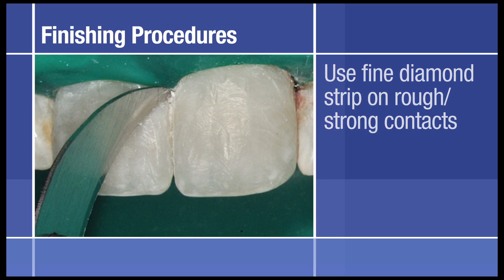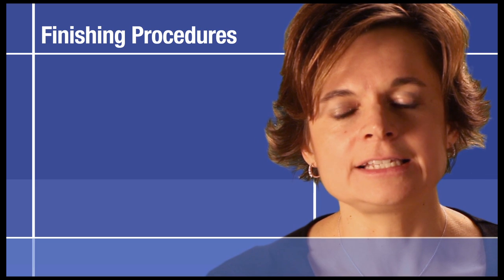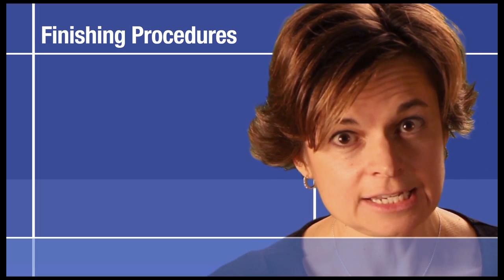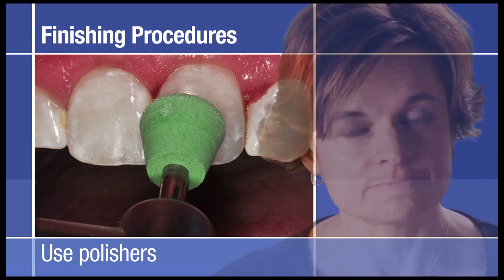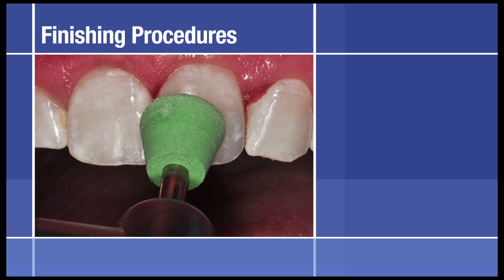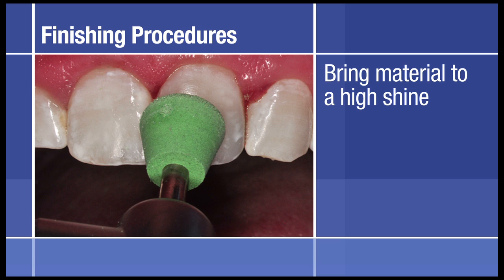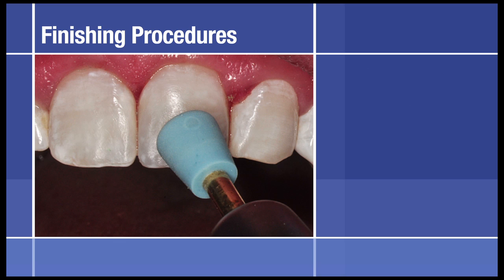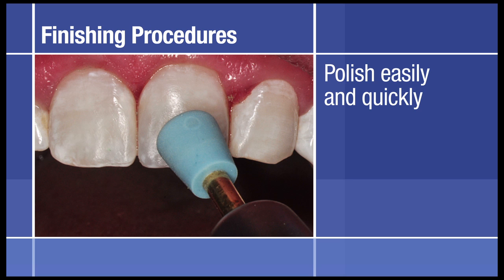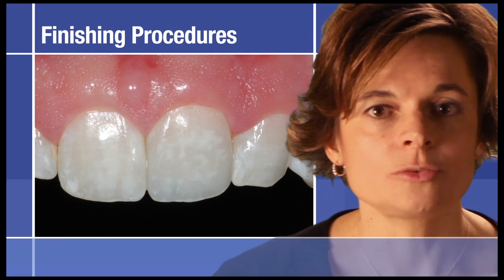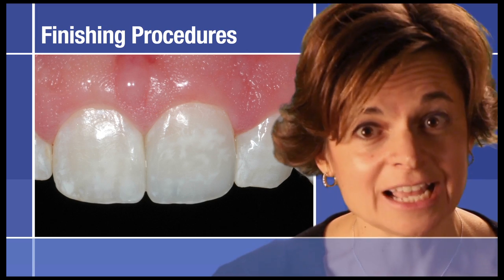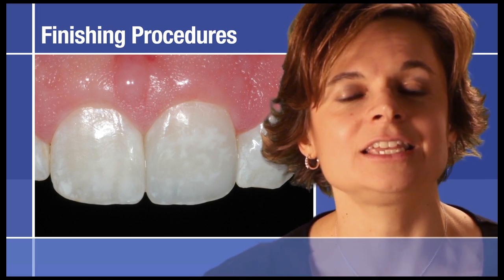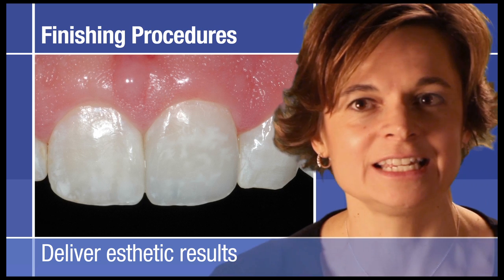Once all the contour matches well the adjacent teeth, the surface characterization also, then it's time to go with polishers. Fine grit and then an extra fine grit is used to really bring the material to a high shine. This is definitely one of the most important advantages of Supreme Ultra, the fact that we can polish it easily and quickly as well. Finishing the restoration to proper contour to match the adjacent teeth and bringing the composite to a high shine, to a high luster, will really give us pleasant results and very aesthetic results.